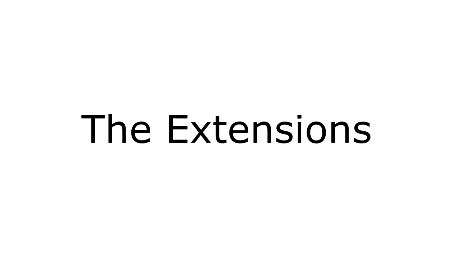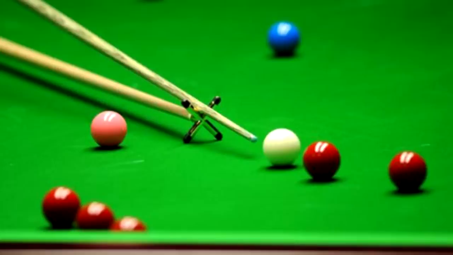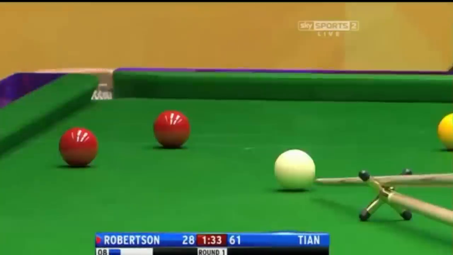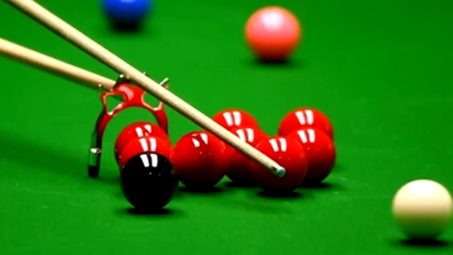The extensions. Due to the unusual size of a snooker table, there will be some shots that would be impossible to reach without the use of the extension. A regular extension, or sometimes called a rest or a bridge, is used when the cue ball is somewhere near the middle of the table. Sometimes the cue ball might be even further down the table, where a long rest or bridge is required. Finally, sometimes the cue ball is in a position which is impossible to hit without striking towards the top of the ball. For these instances, a spider is used for that purpose.